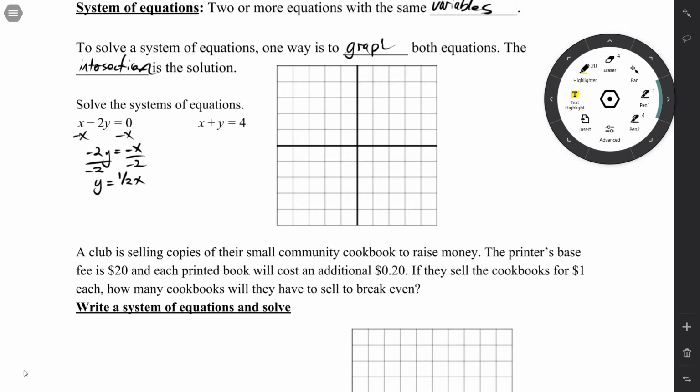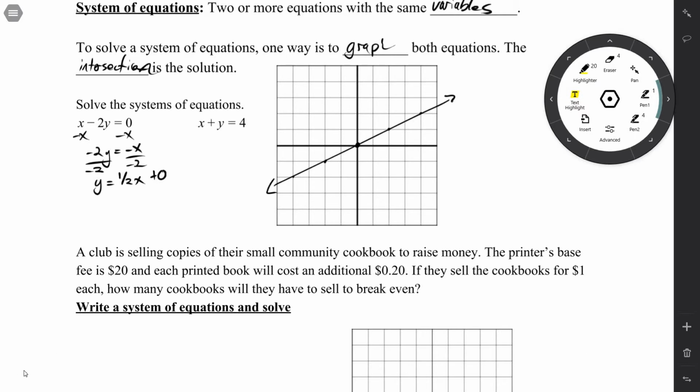So we know that the y-intercept, that's plus 0 really, if you want to think of it that way, is right here, and the slope is positive 1/2. So up 1 over 2, up 1 over 2. I'll use my straight edge here to graph that. There we go.